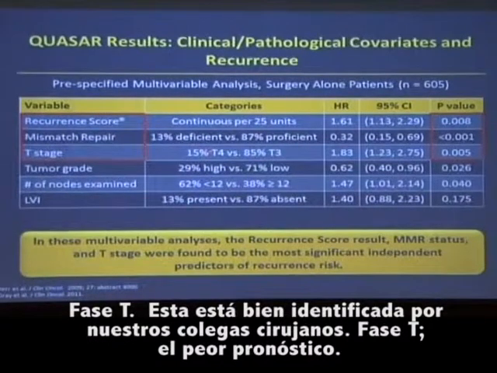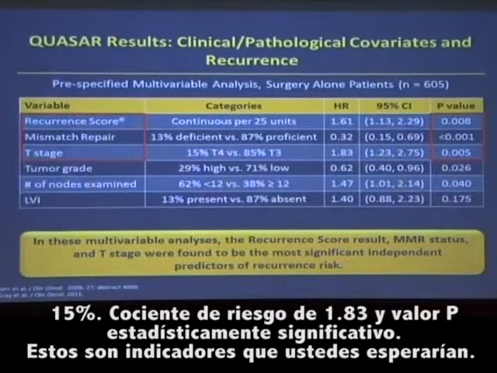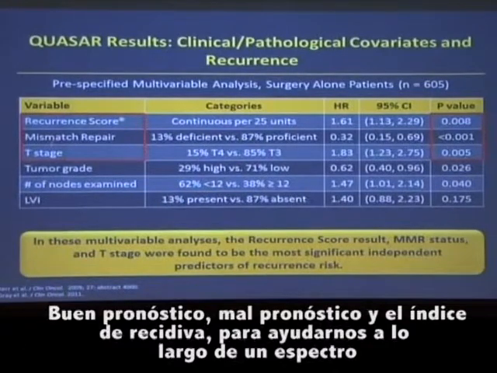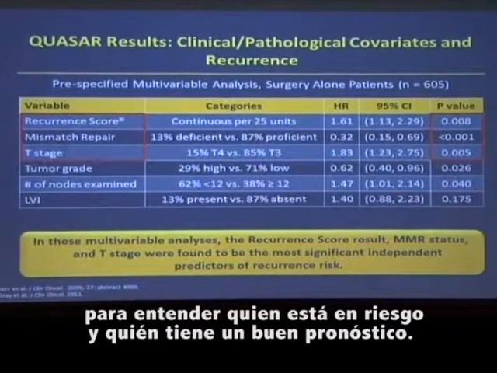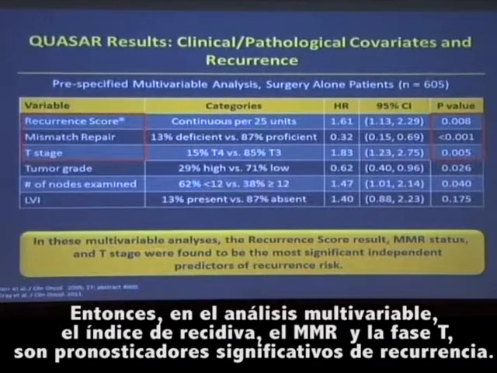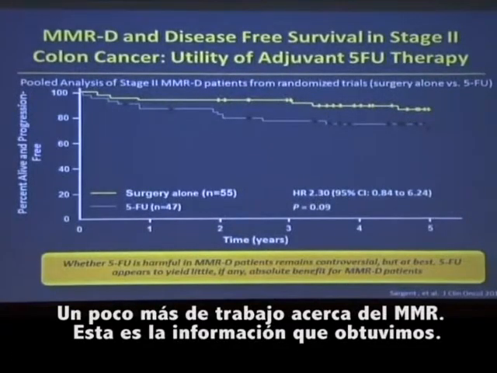T-stage, this is well recognized by our surgical colleagues. T-stage, worst prognosis, okay? 15%, hazard ratio 1.83, statistically significant p-value, okay? So these are markers where you would expect good prognosis, poor prognosis, and then recurrence score helps us across a spectrum, across a line, a curve, to understand who's at risk and who has good prognosis. Okay, so in the multivariate analyses, recurrence score, mismatch repair, and T-stage were the most significant predictors of recurrence.